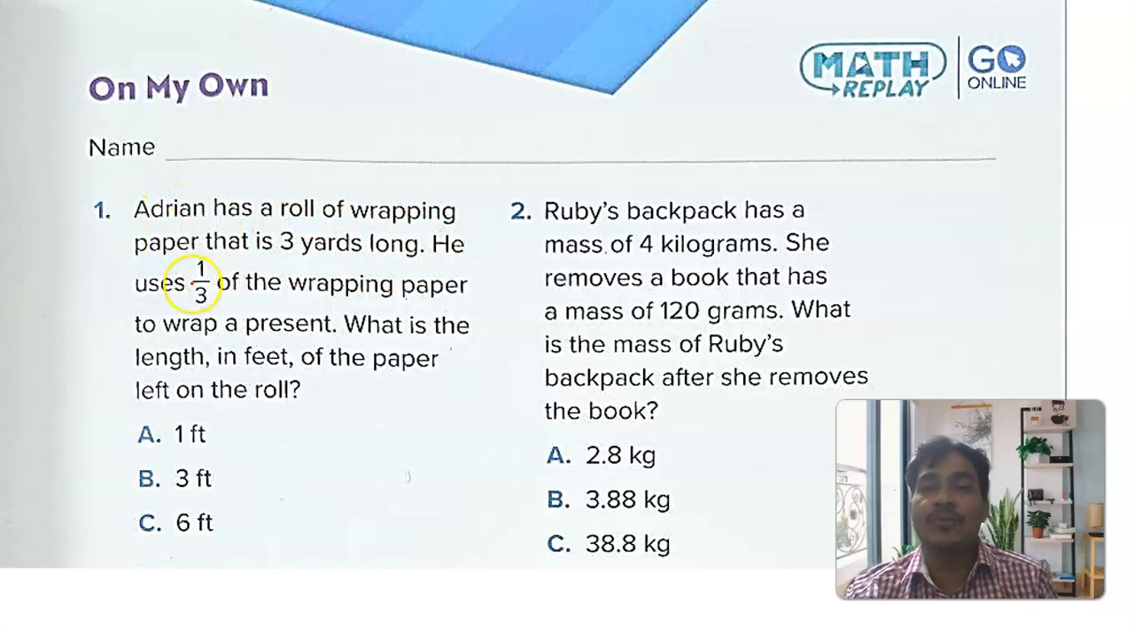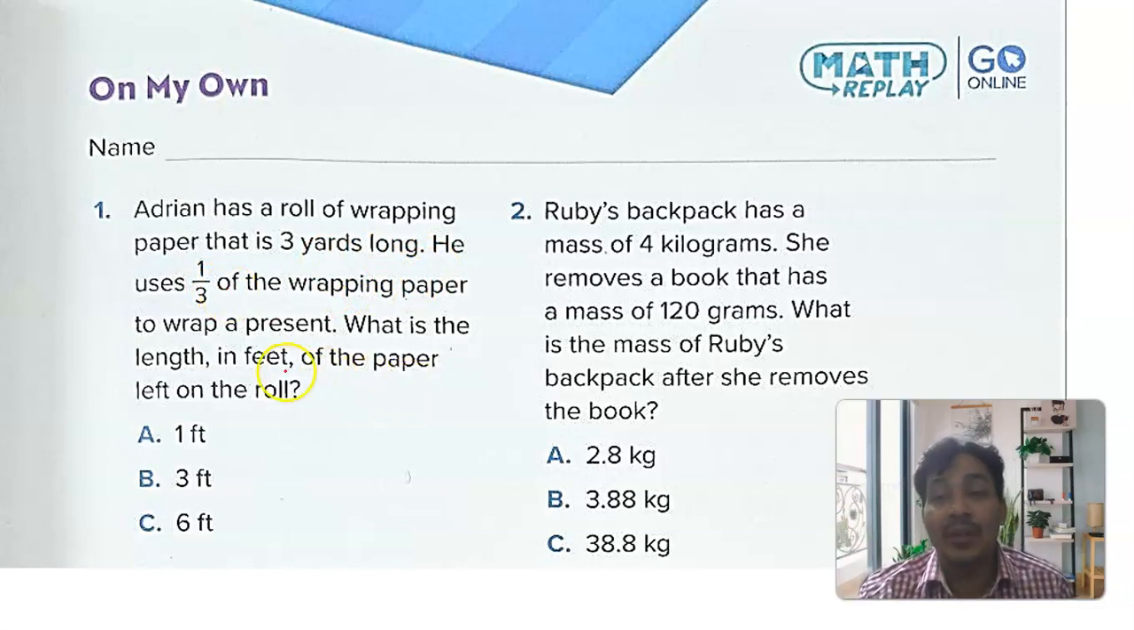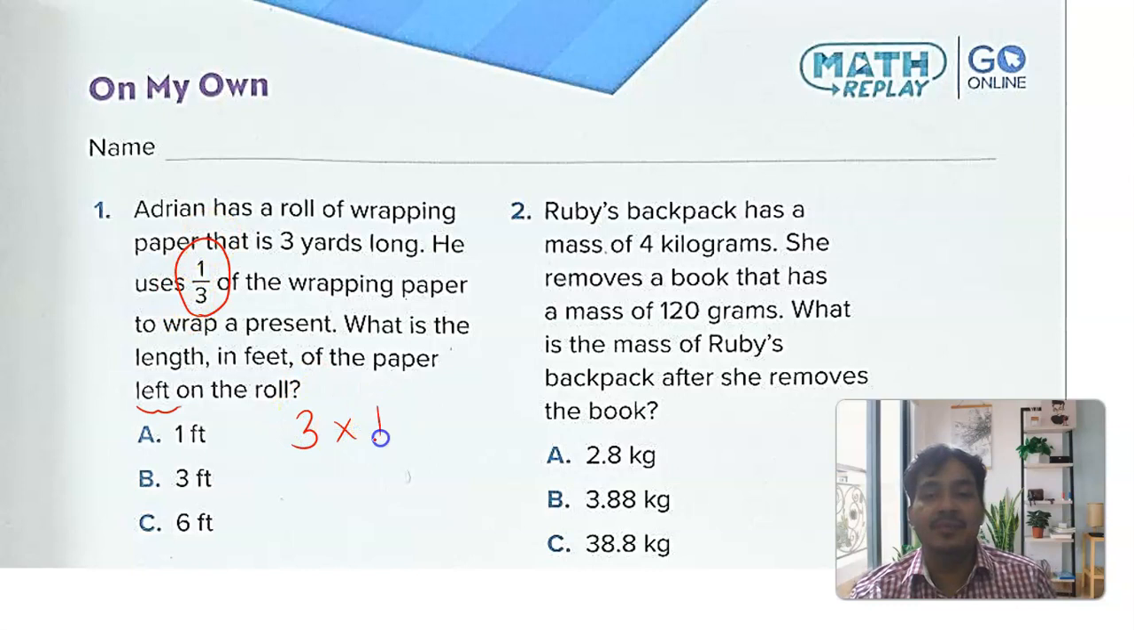Adrian has a roll of wrapping paper that is 3 yards long. He uses 1/3 of the wrapping paper, so 1/3 of the 3 yards. What is the length in feet of the paper left? How much is left? So 1/3 is used. Let's see how much is used. So 3 times 1/3 is 1, so 1 yard is used.